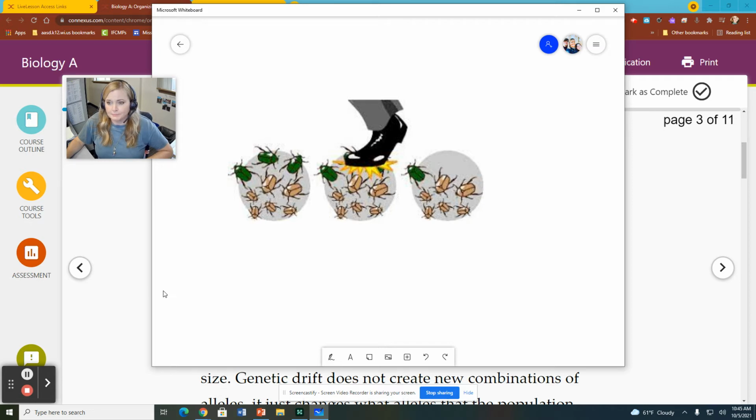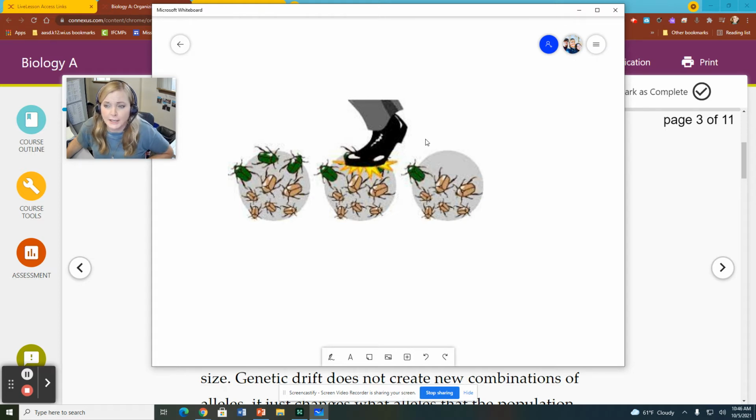In this picture, we see this is our population of beetles. We have several green beetles and a lot of brown beetles. And then some careless person just walks through and stomps on the beetles. What a jerk. But just out of chance, this person tends to kill more green beetles than brown. And so now our population has changed. The frequency of green beetles has gone down.